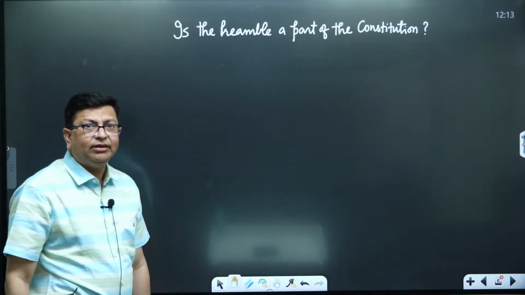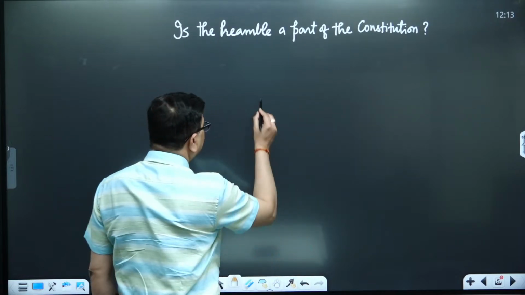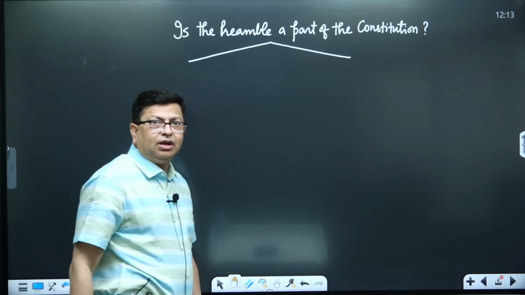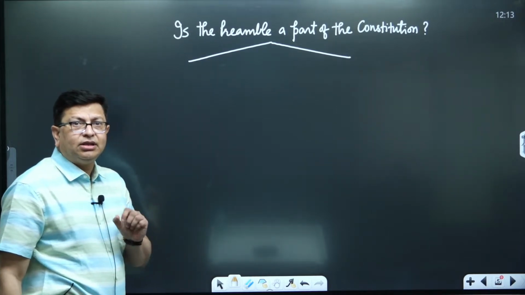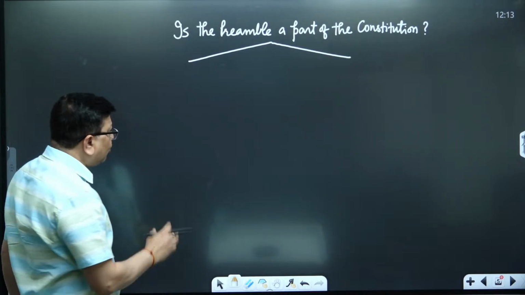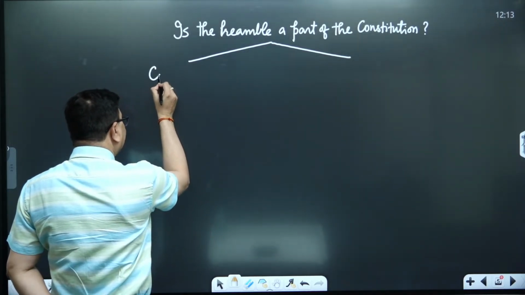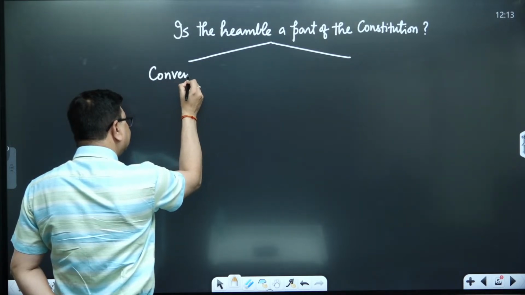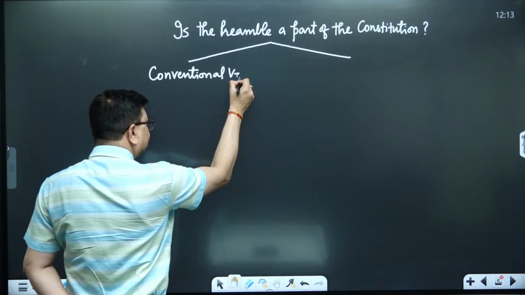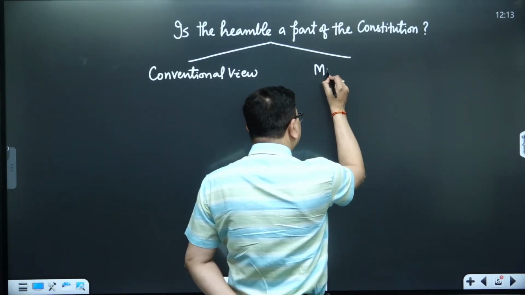Now here you see that there are two words, there are two aspects related to it. One is the conventional view, and the other one is the modern view.